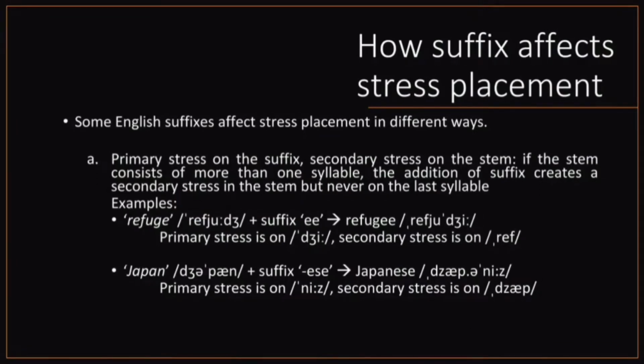The next example is Japanese. In the word Japan, the stress is on the second syllable, then plus the suffix ese, the word becomes Japanese. The primary stress is on nese, while the secondary stress is on Jap, the first syllable. So the stress is moved to the suffixes.